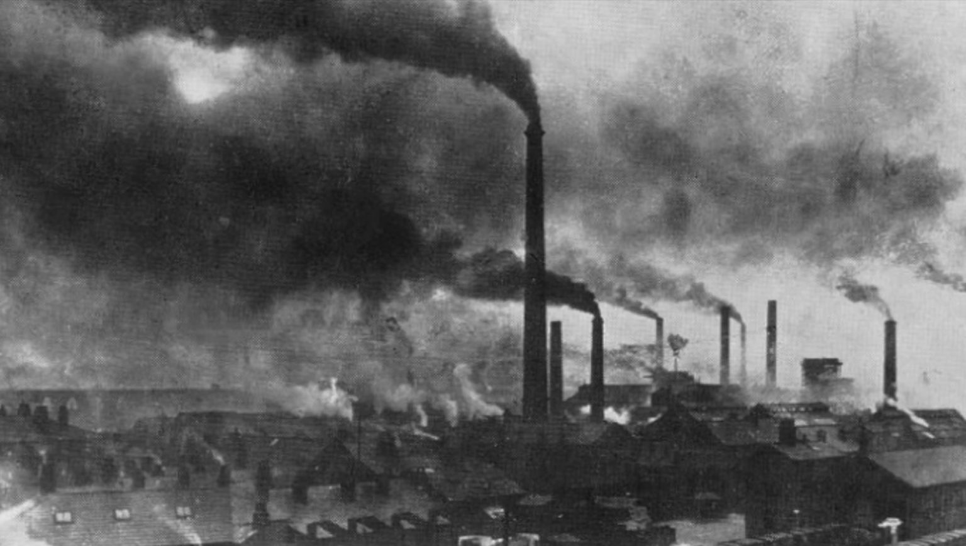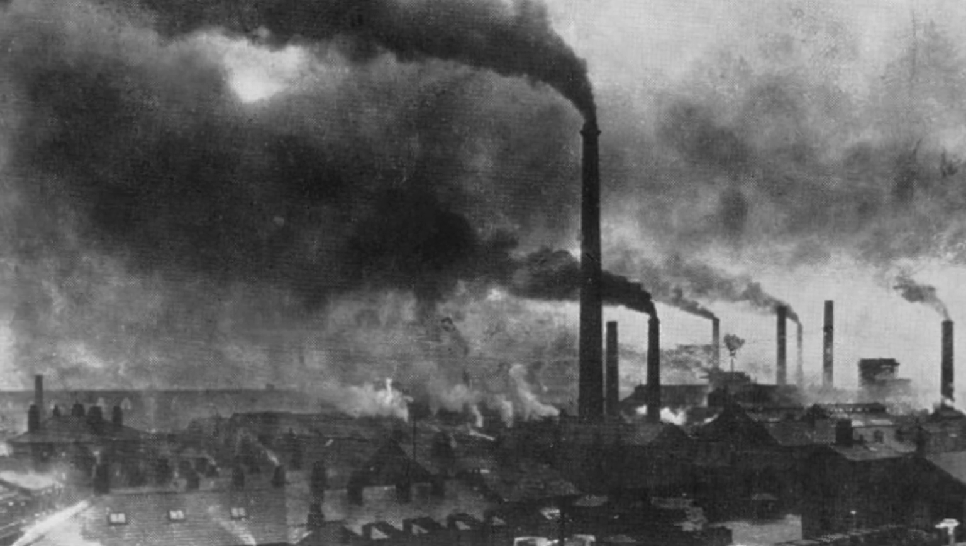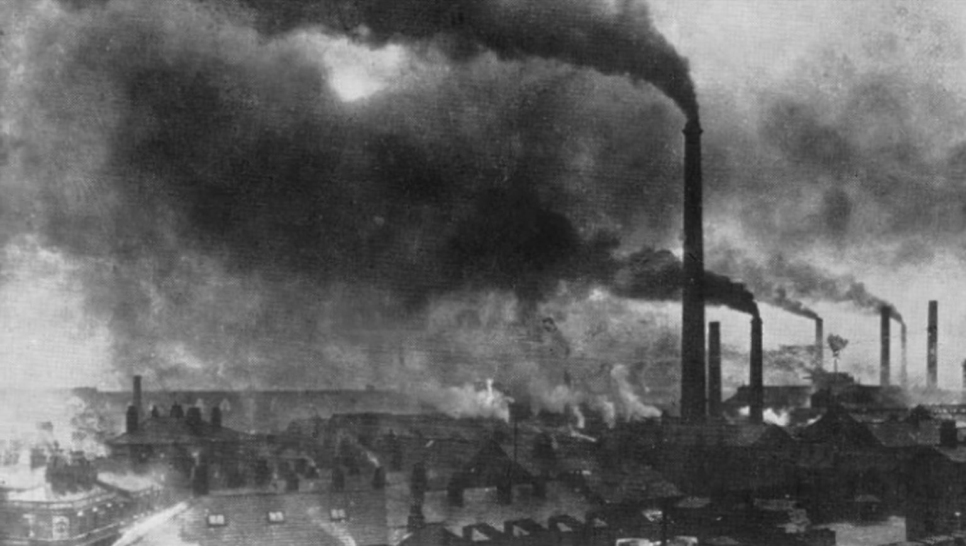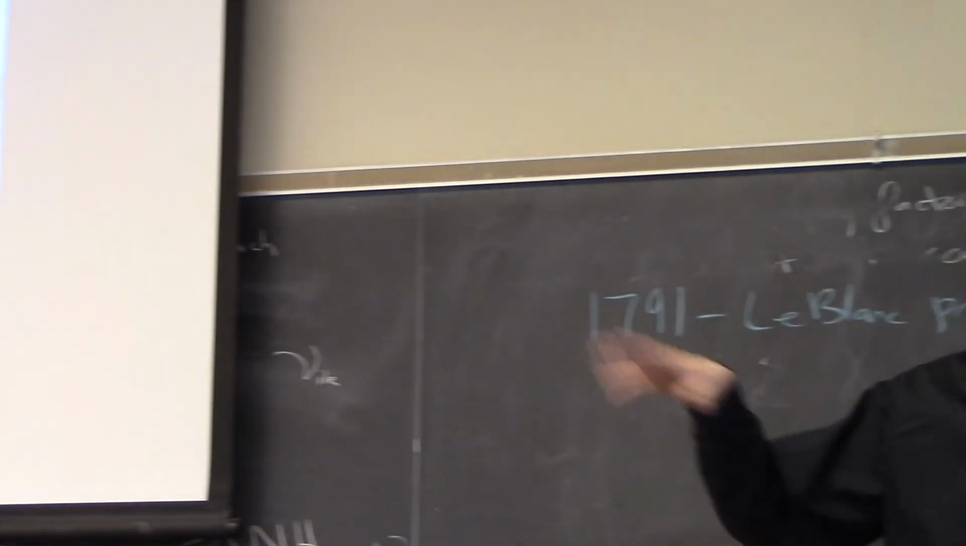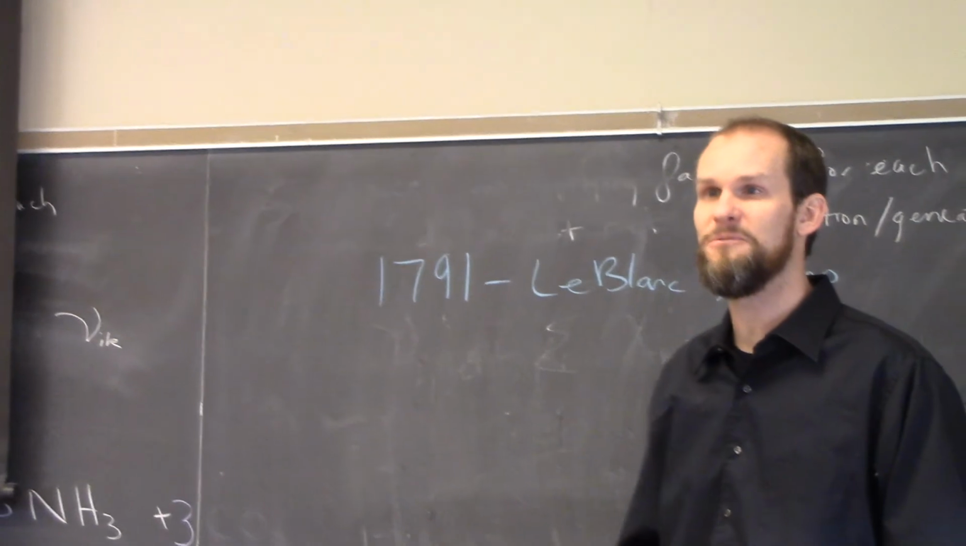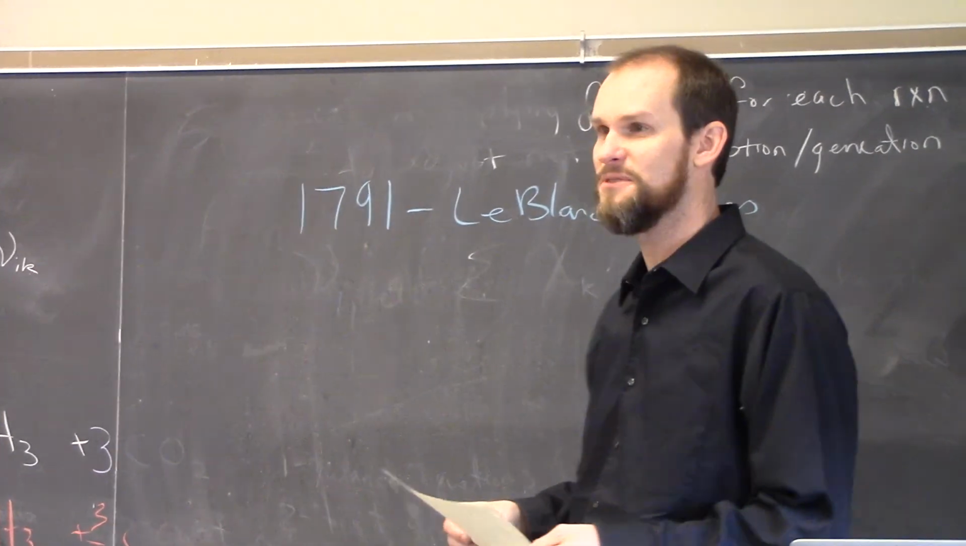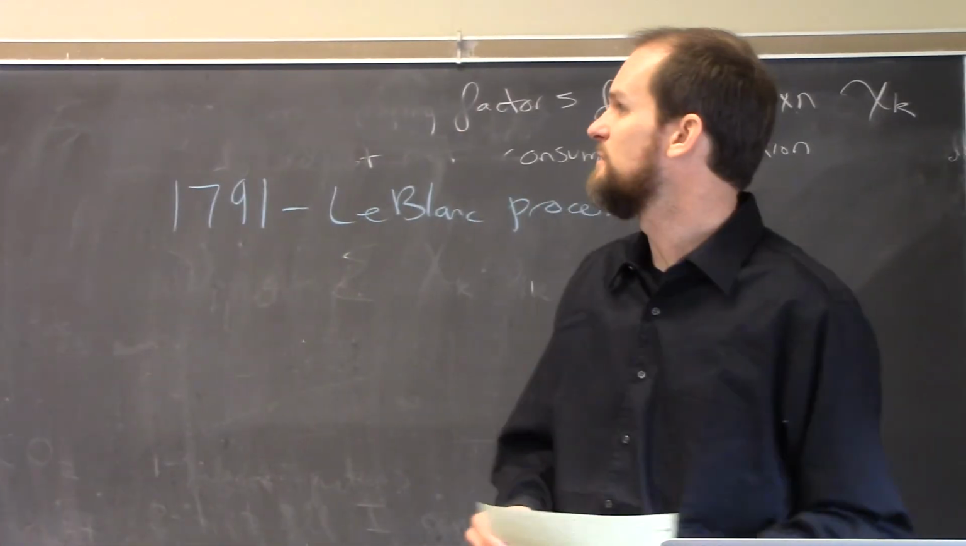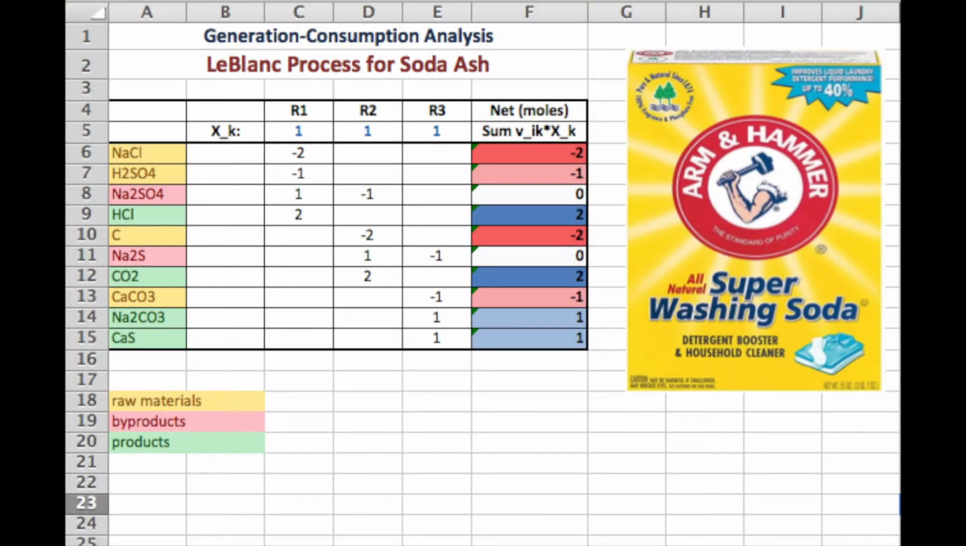This is a picture of a town in the UK in the late 1800s. It's not a pretty process. Some of the dark days of the chemical industry, leading to a lot of environmental regulations. So this was also the start of people saying, hey, we should do this in the right way that doesn't make it miserable to live around. Here's the LeBlanc process.